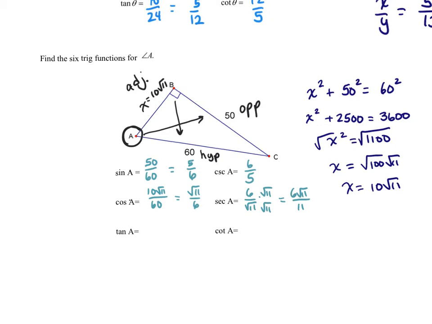Tangent is opposite over adjacent, so that's going to be 50 over 10 radical 11, which is 5 over radical 11. Same rationalization will give me 5 radical 11 over 11. And if I flip it, I can flip it from any spot I want, but it's easiest just to flip it from here and go radical 11 over 5. So again, any triangle with these same angles, A, B, or A and C and the 90, would have these ratios of their given sides.